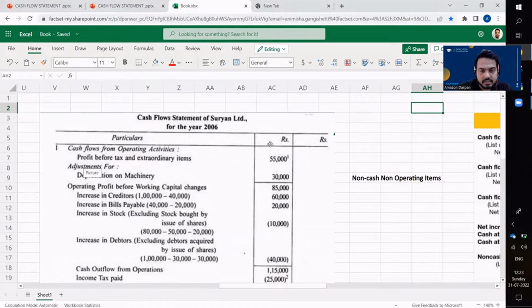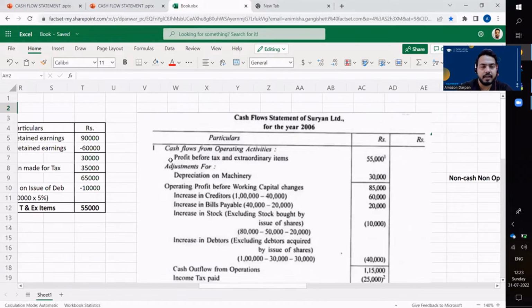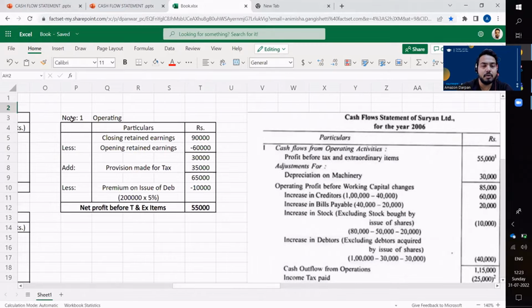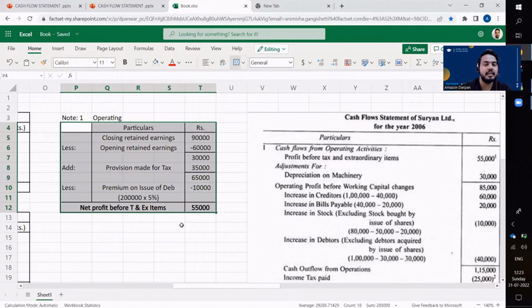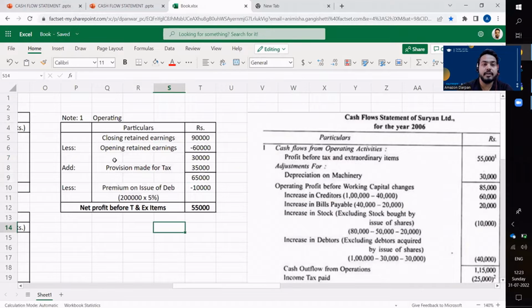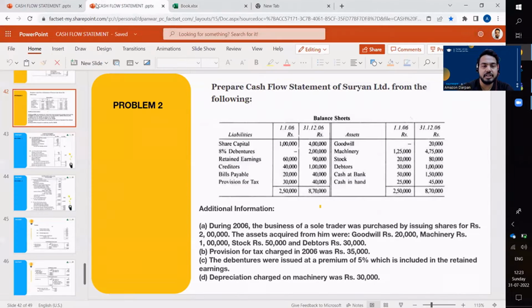Now we see the amount as 55,000 and it is note number 1. So we'll quickly move to the note number 1 part. So this is note number 1, and now we are trying to calculate net profit before tax and extraordinary items. So for that, we are picking up data from our sheet.